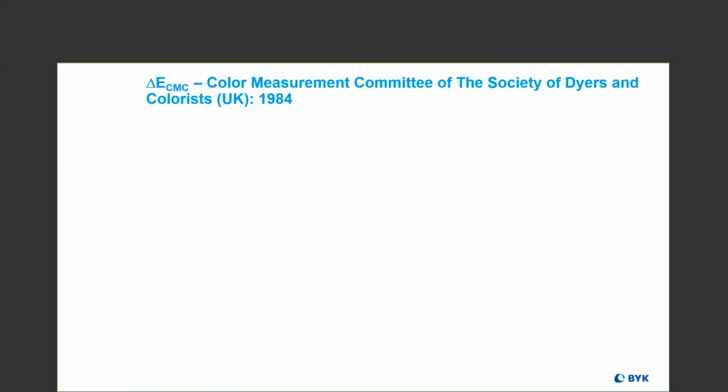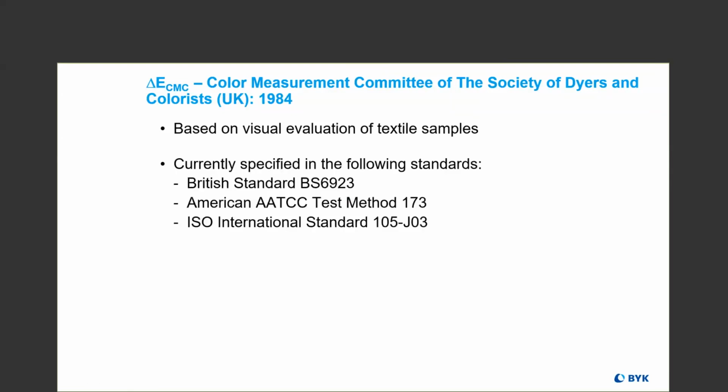So the first widely accepted improvement to the delta E star calculation is called Delta E CMC. It was developed by the Color Measurement Committee of the Society of Dyers and Colorists. It was based on visual evaluation of textile samples. So we're talking about fabrics, things like that, very low gloss matte samples, currently specified in international standards.